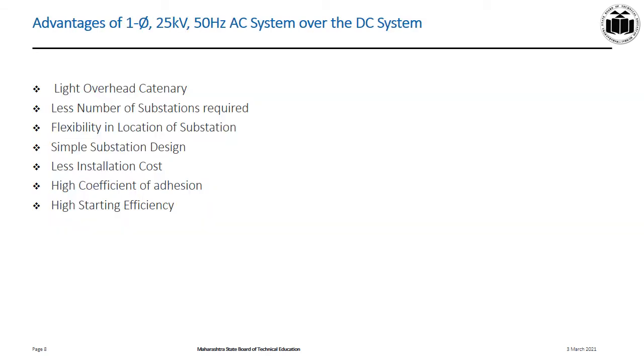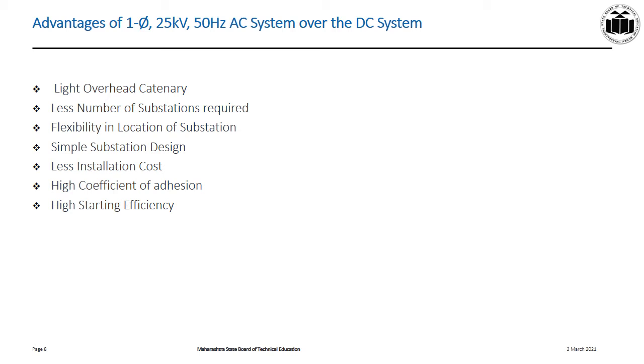In this slide, we will discuss various advantages of single phase 25 kV 50 Hz AC system over the DC system. In India, track electrification system started with DC system because at that time DC series motor was used as a traction motor because of its characteristic, that is high starting torque. In DC traction system, DC series motor is used as a drive and also DC supply is used in OH wire. It means it does not require AC to DC conversion at any stage.